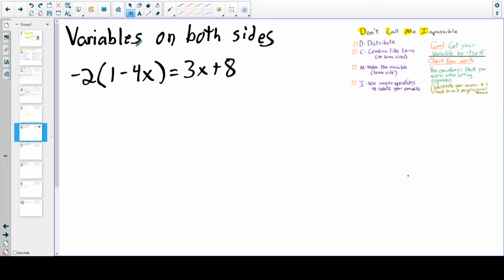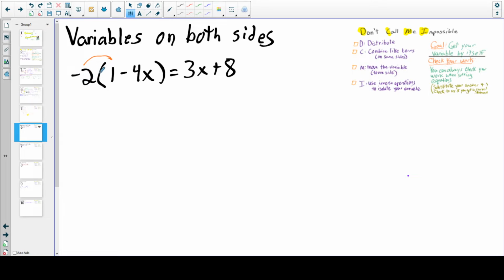Okay, variables on both sides. Again, there's not that much of a difference. We're just adding a couple more steps. So, first thing, if you don't know what to do, use DCMI. Can I distribute here? Yes, I can. Here's negative 2 being multiplied to this difference. So we're going to have to distribute this out.